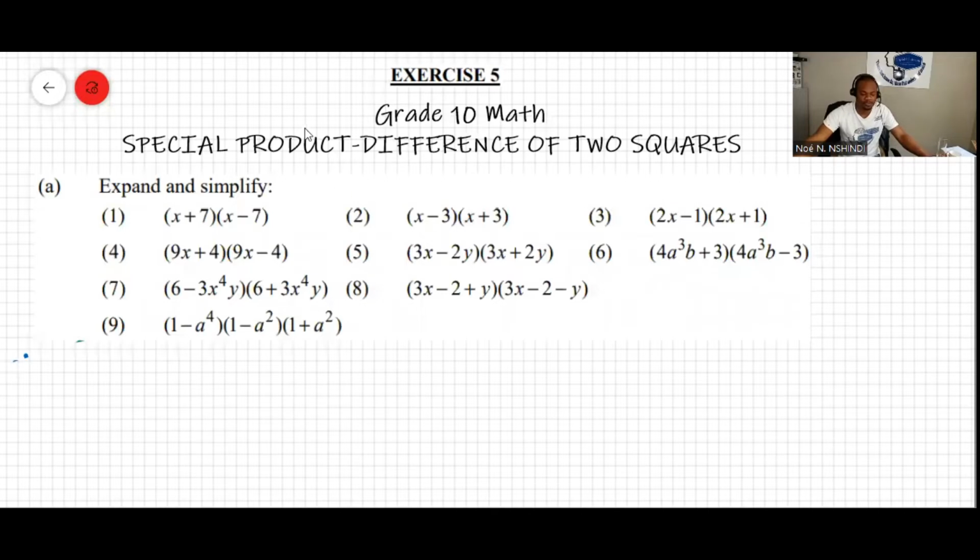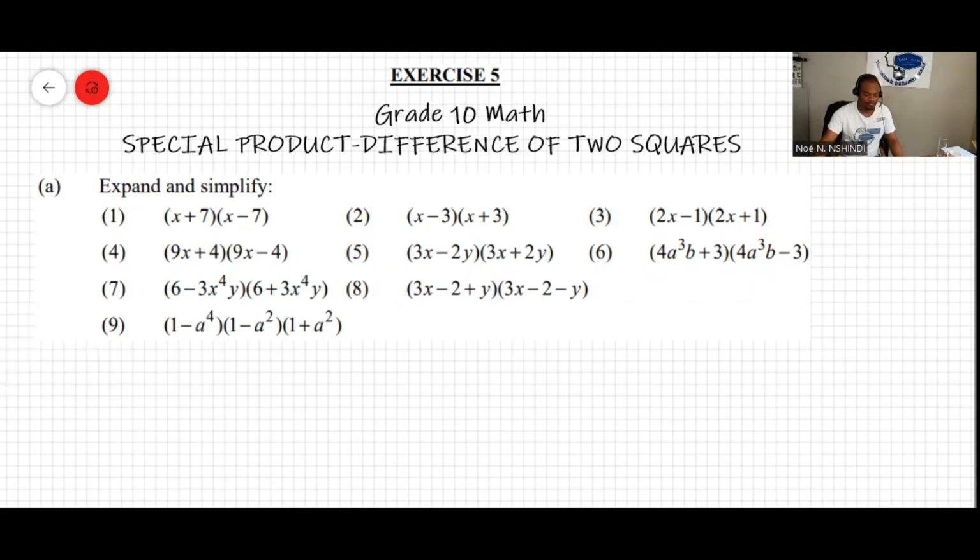Now we're going to talk about special products. The special product we're going to discuss in this question is the difference of two squares. There are certain products that lead to the difference of two squares. Let me give an example.